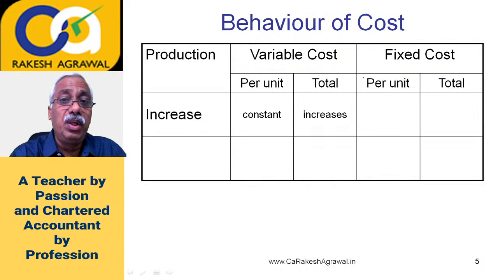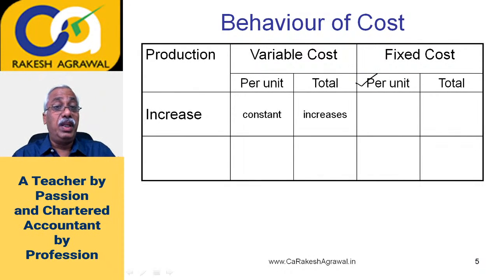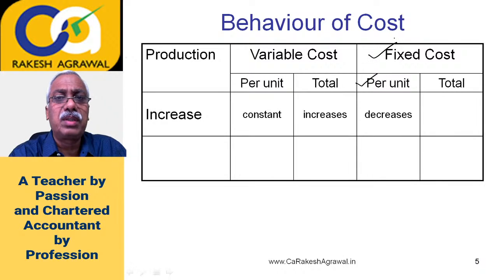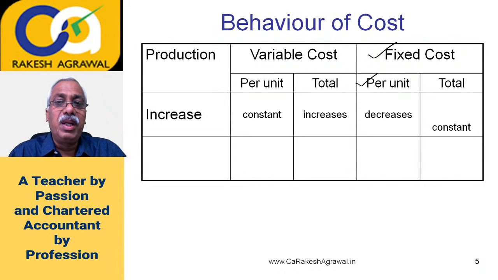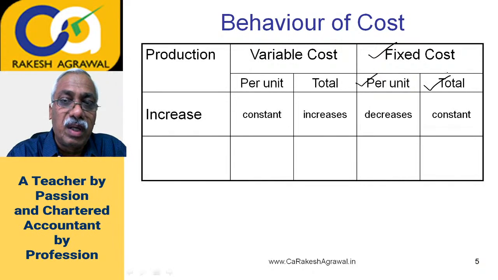Now what will happen to fixed cost per unit with increase in production? What will be the behavior of fixed cost per unit? Will it increase, decrease, or remain the same? Please remember, it will decrease. Now you will say, no sir, it is a fixed cost, fixed cost always remains constant. You are right. Total fixed cost will remain constant.